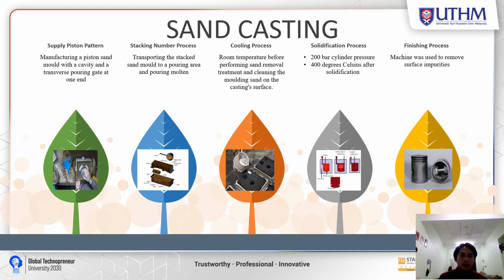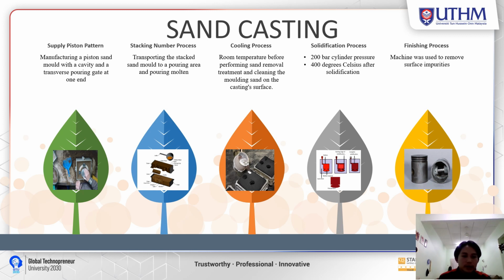A method for sand casting a piston for a light-duty or medium-duty diesel engine comprises the following steps. Firstly, supply a piston pattern, the pattern including a dome and a return bowl. Manufacture a piston cell mold with a cavity and a driver pouring gate at one end of the cell mold and a longitudinal pouring gate that penetrates the cell mold at the other end. Next, stack a number of cell molds together. Ensure that the cell molds' longitudinal pouring channels attach to one another.